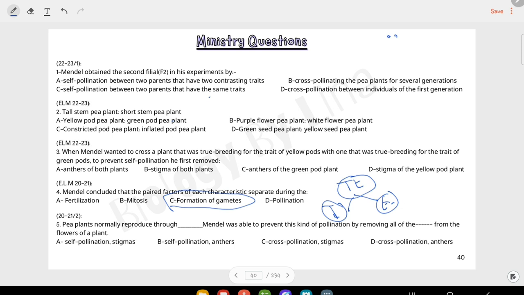Now, question 5. Pea plants normally reproduce through what? We know that pea plants normally reproduce through self-pollination. As we said before, Mendel used cross-pollination. How did he do it manually? By removing the anthers. But normally the pea plant reproduces by what? By self-pollination. And Mendel was able to prevent this kind of pollination by removing what? Removing all of the anthers, the male part.